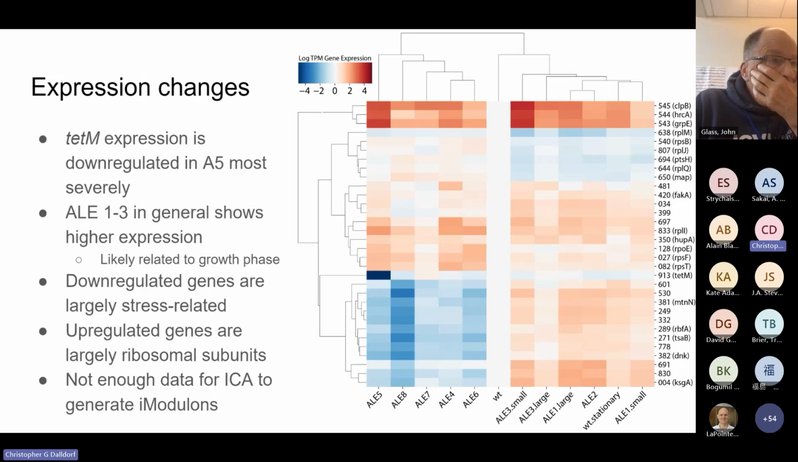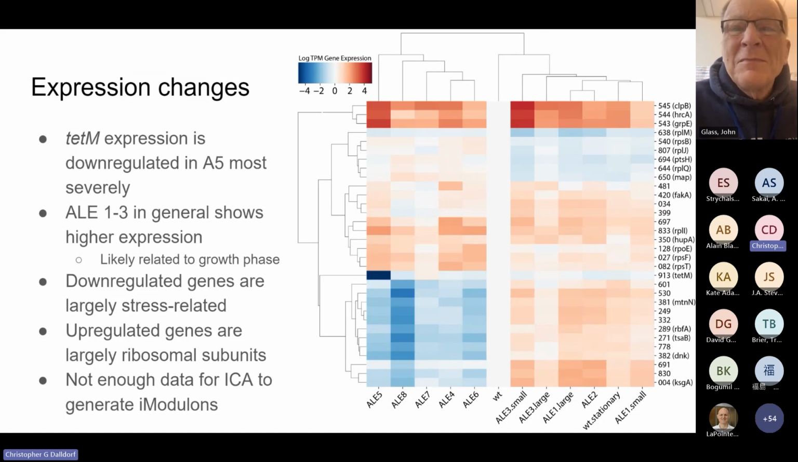So we have expression profiles on, I think, most of the strains. You can see there about 1/3 down or 2/3 down in that dark blue, TET-M is really downwardly expressed in AL5, which is the one with the most of those upstream mutations.